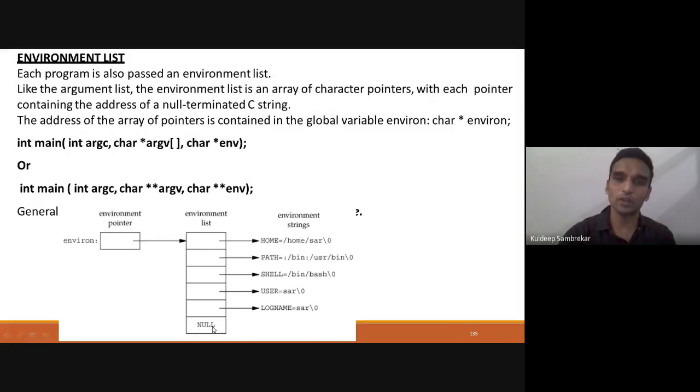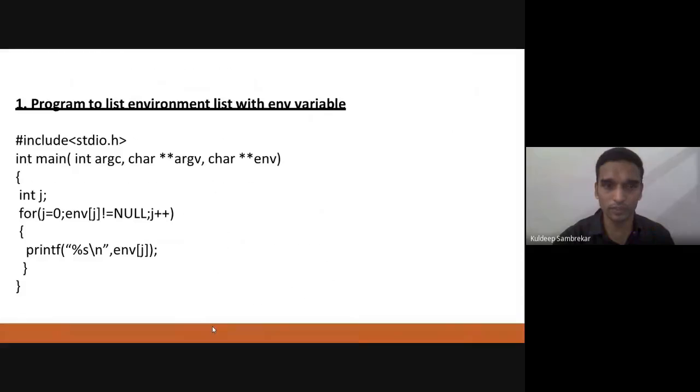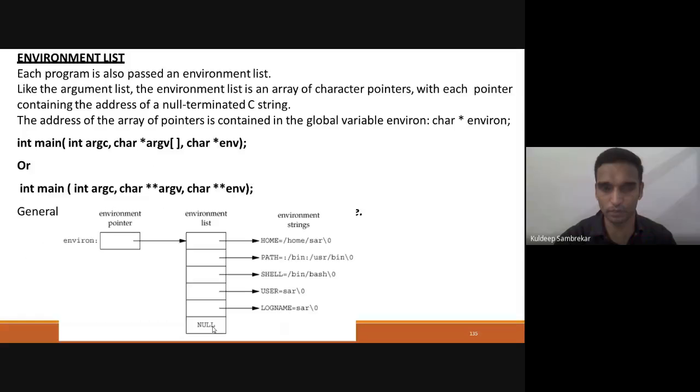Now, how can I get all the environment variables for my system? Sir, you said only home, path, shell, user, and log name. But are there only these, or are there many? There are many environment variables available in the system. How can I get them? By different ways. There are 3 ways of getting environment variables. In the exam they usually ask: what is the environment list, and explain the various ways of getting the environment list. So there are 3 ways.